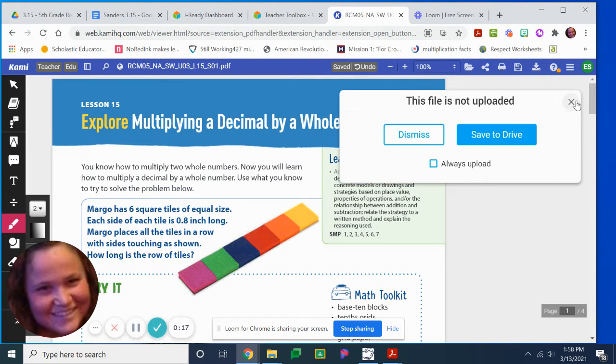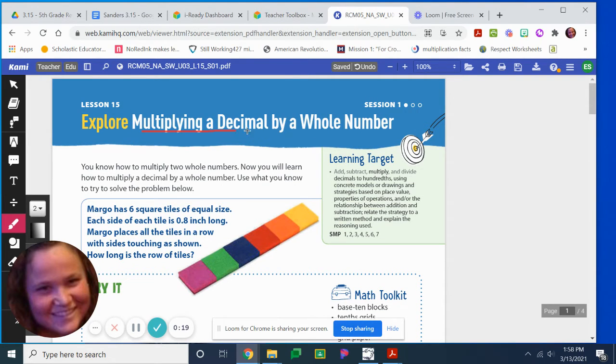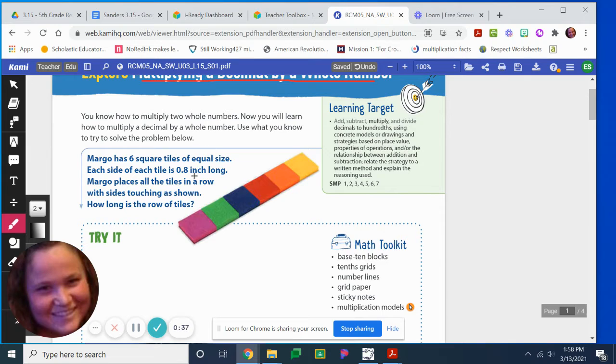So today we're going to start talking about multiplying a decimal by a whole number. We've worked with multiplying before, and we've worked with decimals. We just never worked with both at the same time. So here we go. It says, you know how to multiply two whole numbers. Now you will learn how to multiply a decimal by a whole number. So we're going to use what we know to solve this problem.